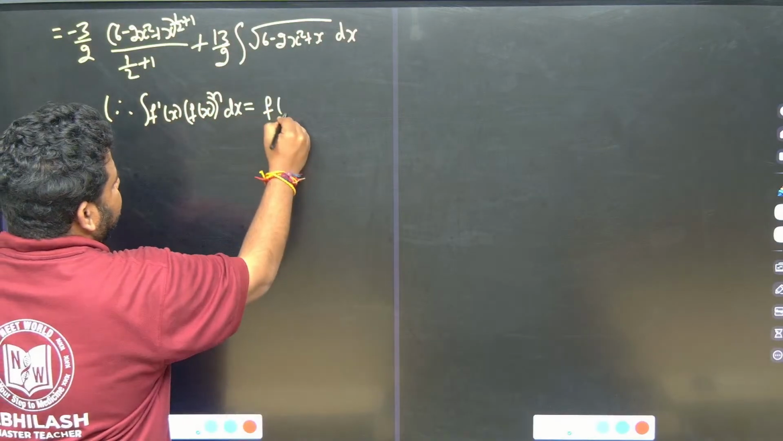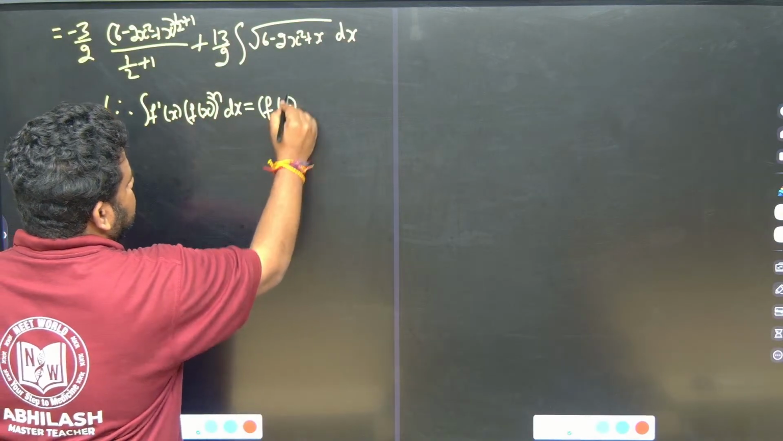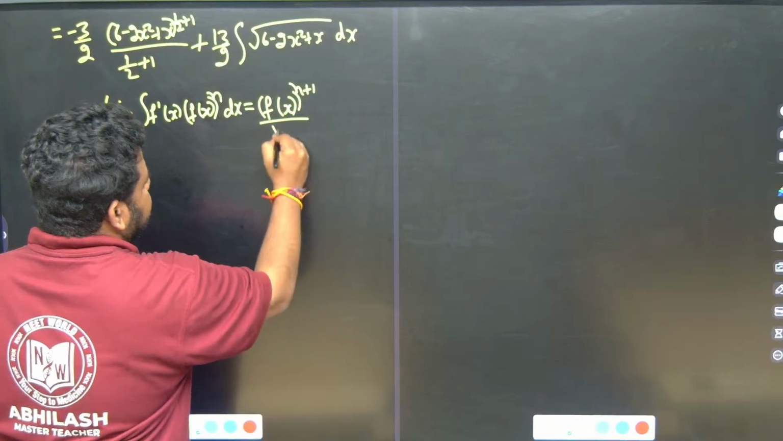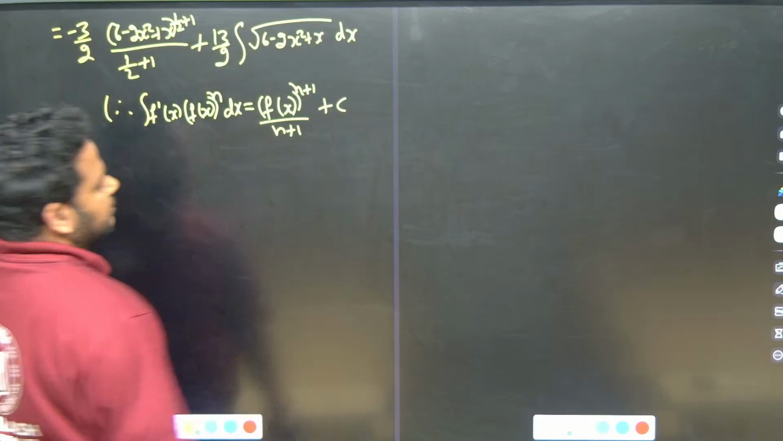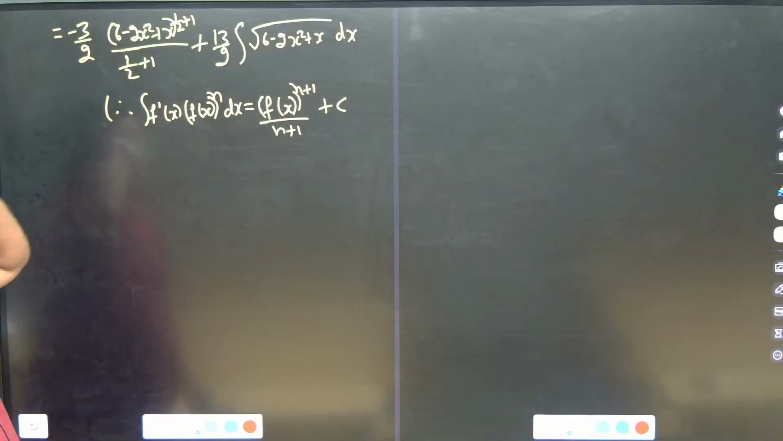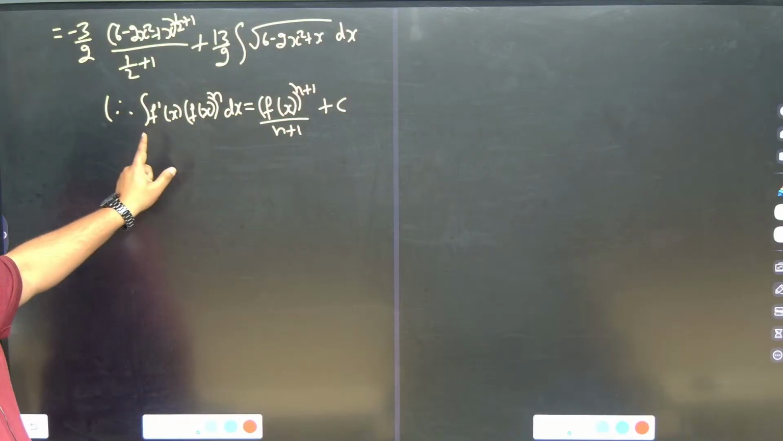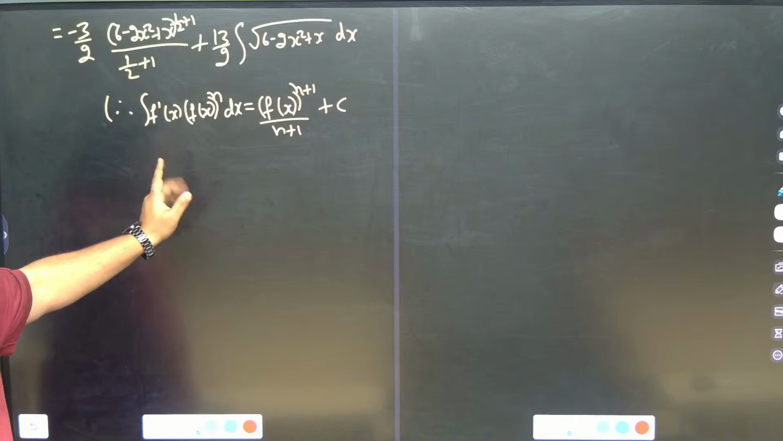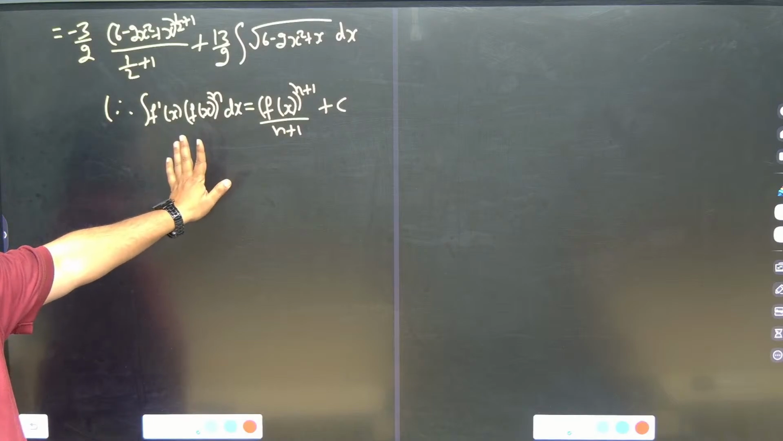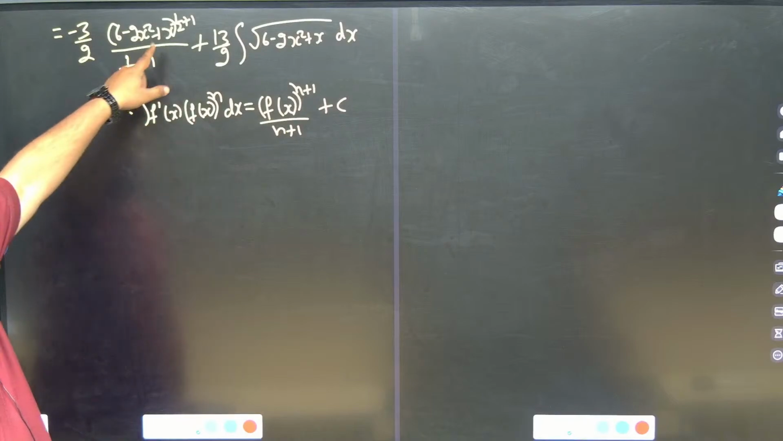This is nothing but equal to f of x to the power of n plus 1 divided by n plus 1, plus c. This is the thing. In the first class when I did the integration, I mean for LAQs, I have given this formula also. Clear, friends? So here it is to the power of 1 by 2.